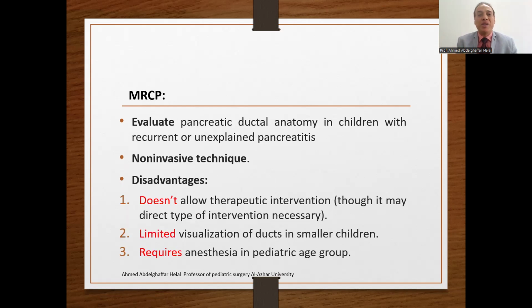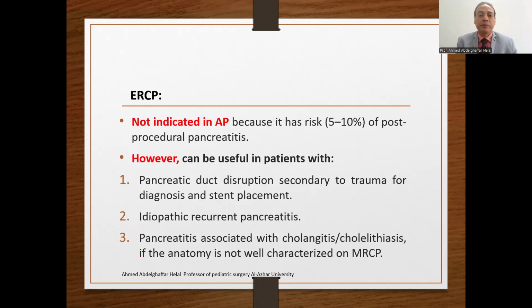The MRCP, magnetic resonance cholangiopancreatography, is a non-invasive technique that evaluates the ductal anatomy very well in children with unexplained or recurrent pancreatitis. It may also direct the type of therapy needed. However, it doesn't allow for therapeutic intervention, has limited visualization of the smaller ducts in children, and may require anesthesia in the pediatric age group.